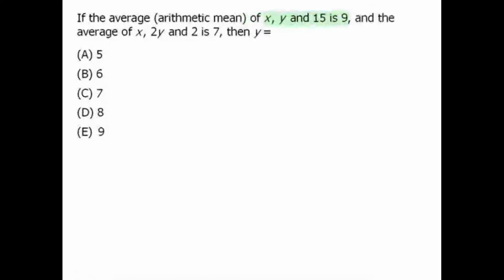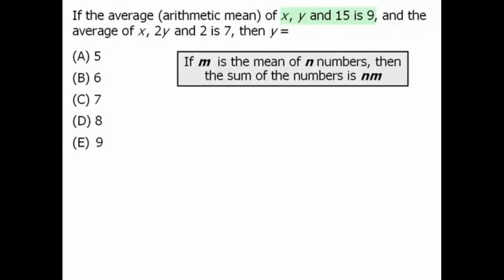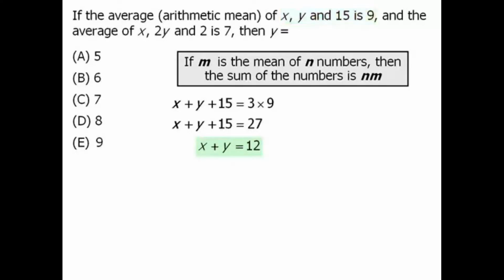The first part of this question tells us that the average of 3 numbers is 9. So using this rule, we know that the sum of those three numbers will equal 3 times 9, or 27. Now if we subtract 15 from both sides of this equation, we get the new equation, x plus y equals 12. The second part of our question tells us that the average of three different numbers is 7.